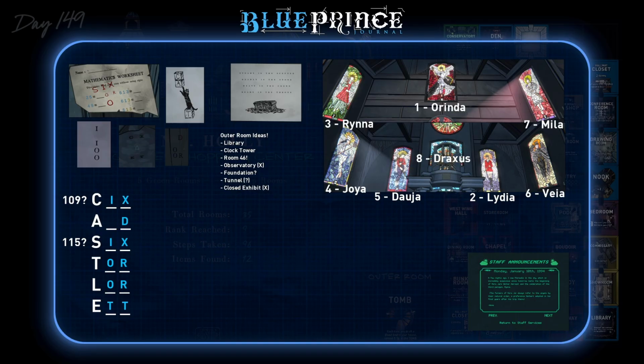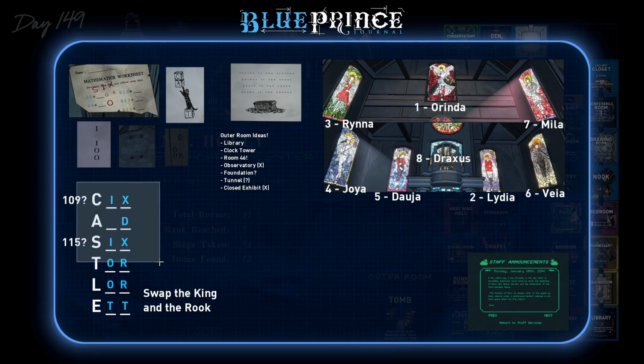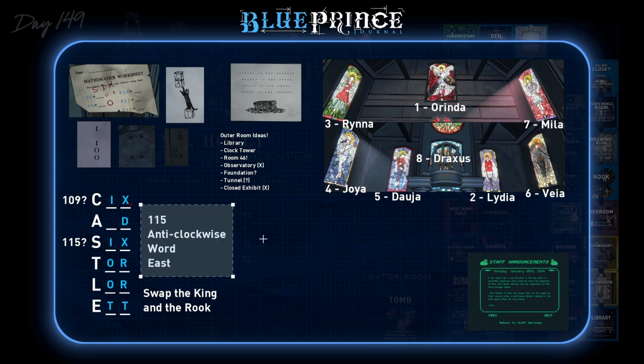I mean, just because I learned how it works doesn't mean I remember how it works, but I think it is something to do with swapping the king and the rook. So I think that page must be related to it. How would that work? 6, 109, add 6, 115, anti-clockwise word east. Anti-clockwise word east. I don't know what that means.